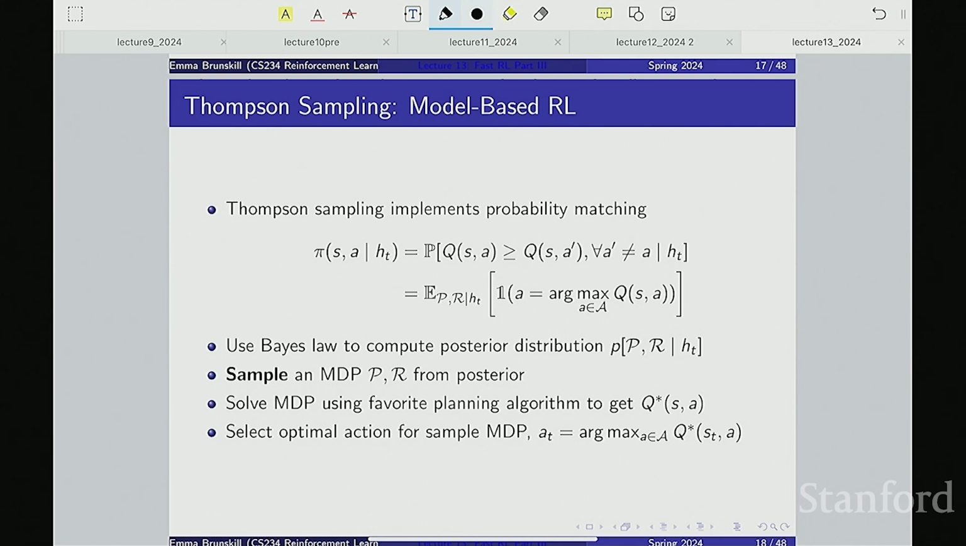So it's like you sample a Markov decision process. Once you're given that Markov decision process, then you have to do planning, like value iteration or something like that, to actually get your Q star. Once you get your Q star, then you can select the optimal action given that computed Q star. So computationally, it can involve a lot more work than what we saw in the bandit case. Okay. Then the next question you might have is, how do we do this sampling?